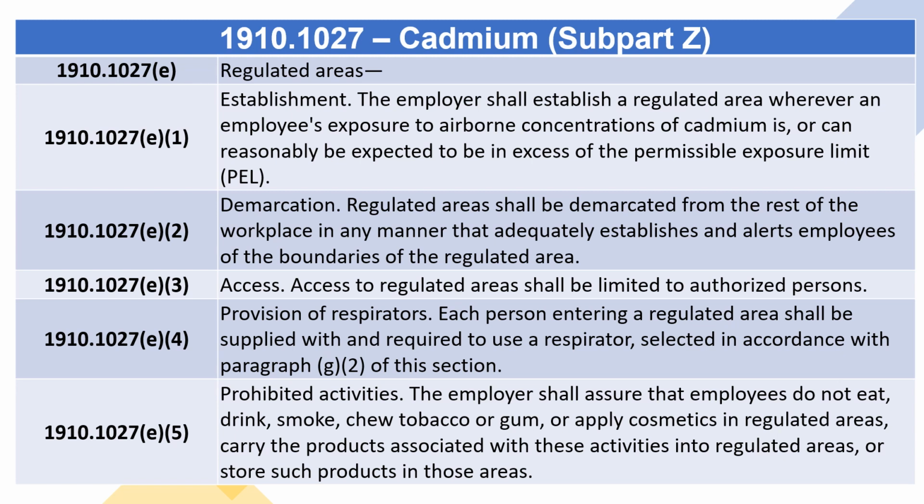Access. Access to regulated areas shall be limited to authorized persons. Provision of respirators. Each person entering a regulated area shall be supplied with and required to use a respirator, selected in accordance with paragraph (g)(2) of this section. Prohibited activities. The employer shall assure that employees do not eat, drink, smoke, chew tobacco or gum, or apply cosmetics in regulated areas, carry the products associated with these activities into regulated areas, or store such products in those areas.